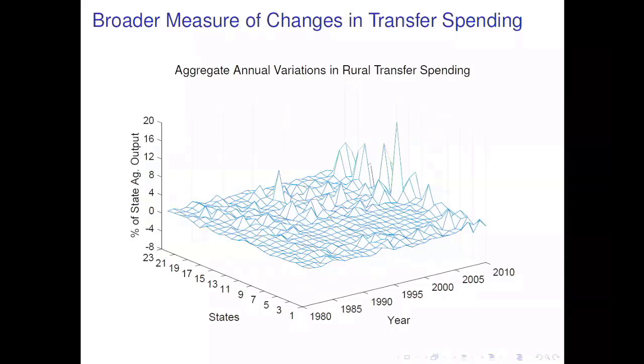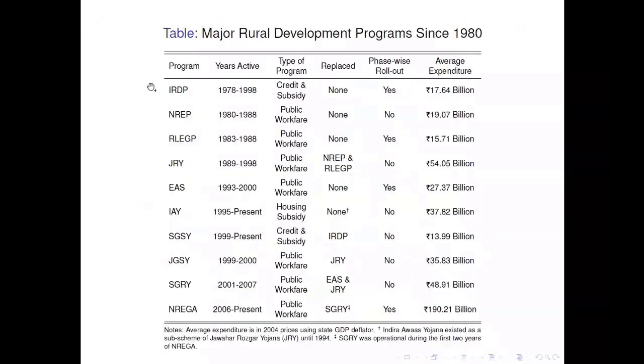This graph shows you the aggregate annual variations in rural transfer spending. Let me explain this in a bit more detail. We have year on the x-axis, states on the y-axis, and percent of state agricultural output on the z-axis. What do we define as total rural spending, first of all? Total rural spending is the total spending in a state where we add up all the program expenditure for all the active programs in a particular year. So that's total rural spending for a particular state in a particular year.